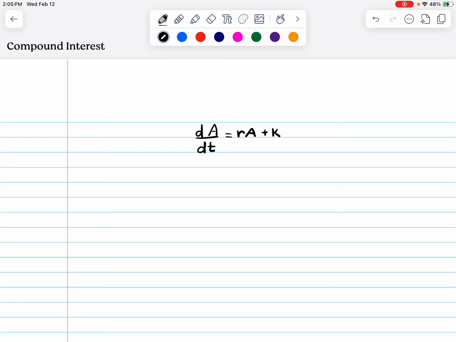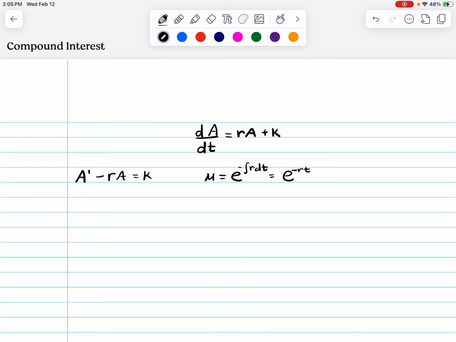Now, what we've got to do is solve this one. I recognize that I can write this as A prime minus RA equals K. This looks like an equation that we can use an integrating factor on. In fact, the integrating factor would be e to the integral of negative R dt. In other words, that would be e to the negative rt. There's our integrating factor right there.